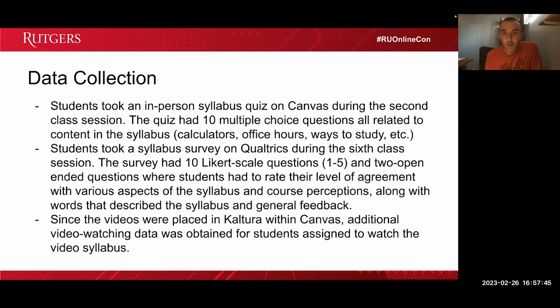We also developed a syllabus survey on Qualtrics using an existing tool in the literature. And we gave this survey to students a couple classes in so that we had a firm roster at that point in time for the students to review and digest the syllabus. And this contained about 10 questions on a 1 to 5 scale from strongly disagree to strongly agree, and then 2 open-ended questions where students were tasked with rating their level of agreement with various aspects of the syllabus, as well as course perceptions and some general feedback on the design and structure of the syllabus.